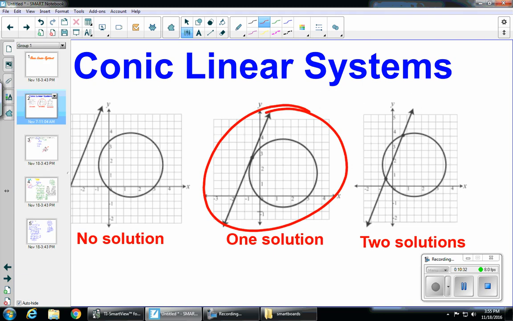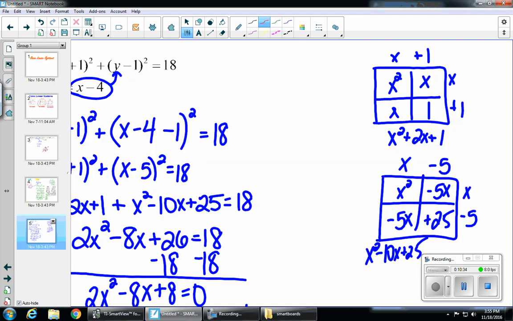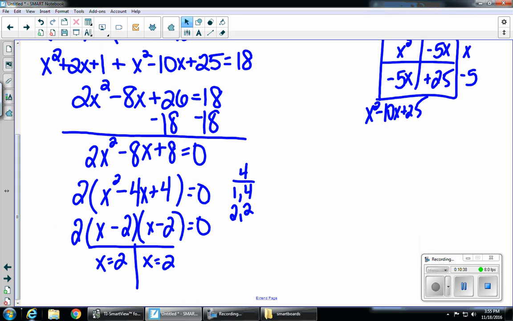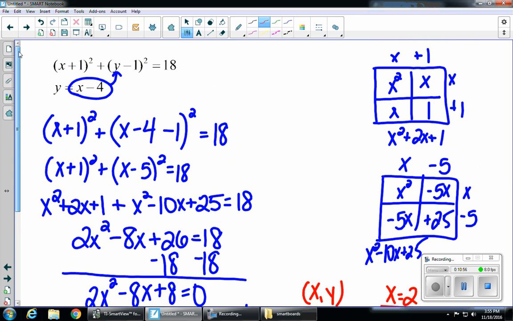So let's go back and just finish out that problem. So I have x equals 2. So remember, when I'm doing this, it's a point of intersection. So my final answer has to be an x comma y. So I know x equals 2. What I don't know is y, and I'm going to plug in to find it. So I go back up to my original equations, and that bottom equation is my linear equation, so this is going to be the easier one to plug into.